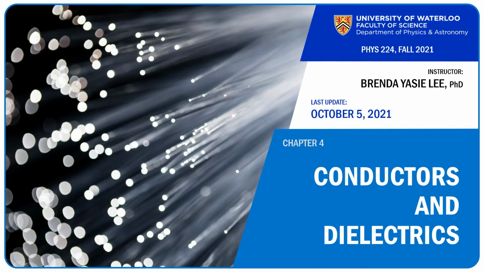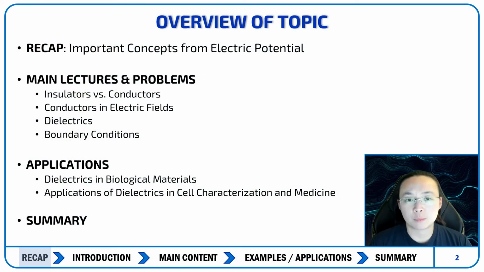So we've gone through electric force, electric field, and electric potential. Now it's time to take a look at different materials. And the first discussion we're going to have is about insulators and conductors. And then afterwards, take a look at dielectrics, which will become very handy in future discussions related to biological materials and applications to medicine. So this chapter is pretty short.